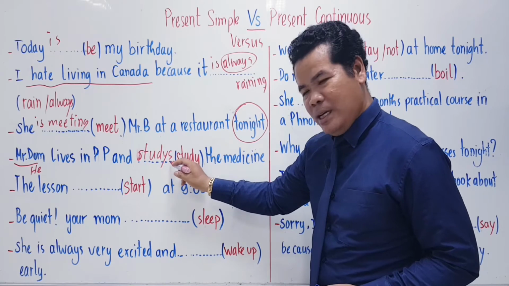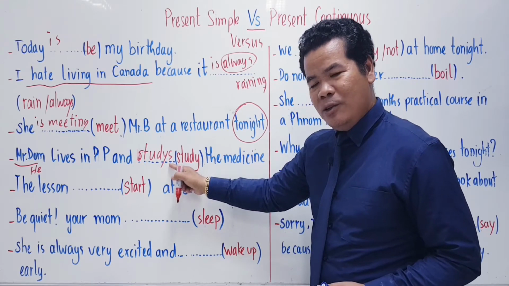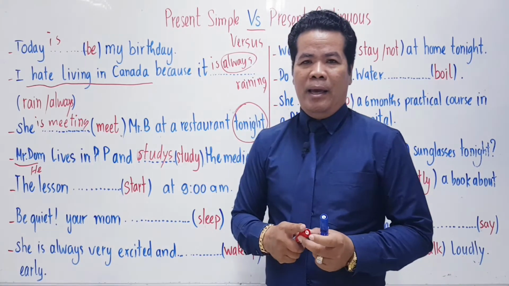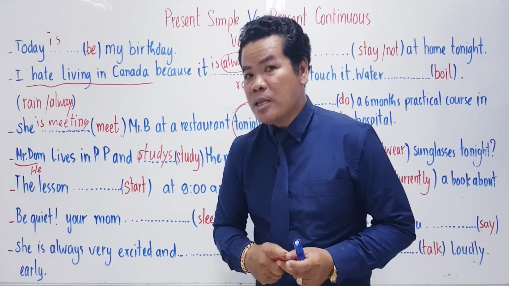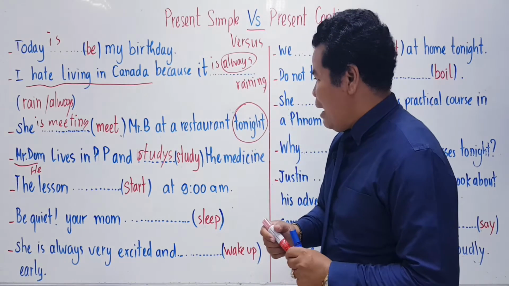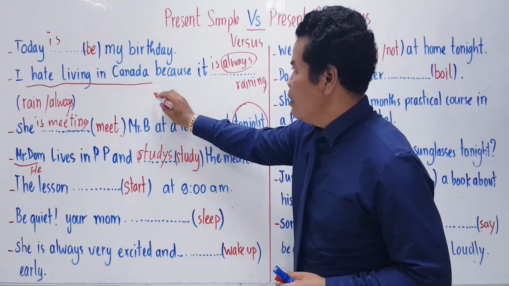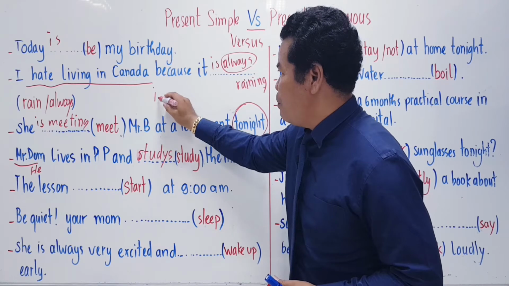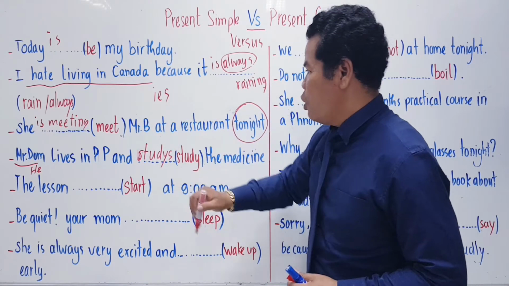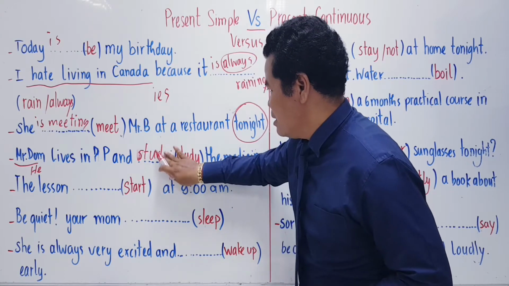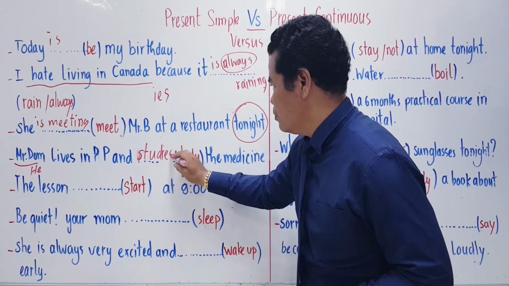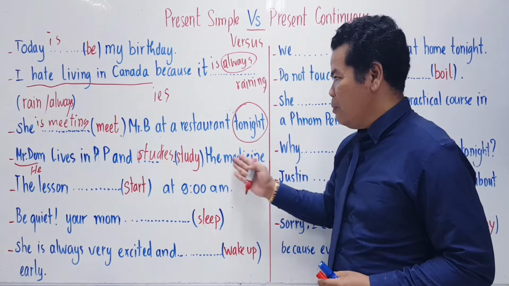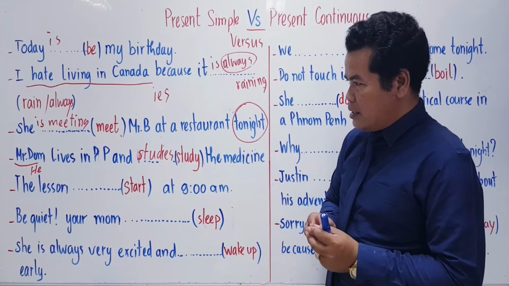Can you use the word study here? Add only s here? You cannot. You remember? Verbs ending in y, and before y is a consonant. Before adding s, you have to leave out y, change y to i, and then plus es. So we have studies. Mr. Dom lives in Phnom Penh and studies the medicine. Alright? Let's go to the next example.